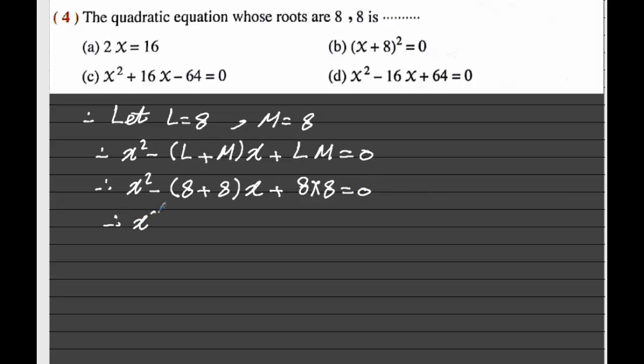So x squared minus 16x, as 8 plus 8 here equals 16, plus 8 multiplied by 8 equals 64, equals 0. So the solution will be in letter D: x squared minus 16x plus 64 equals 0.